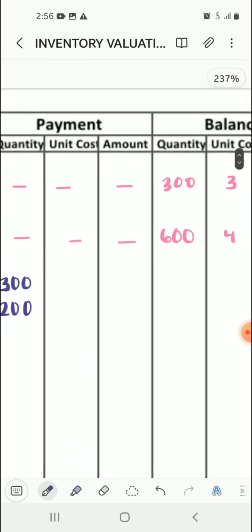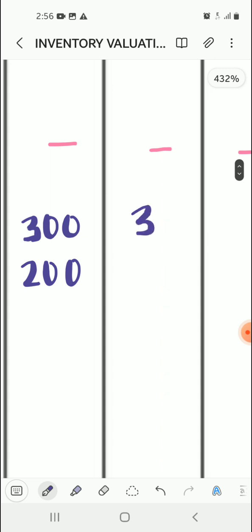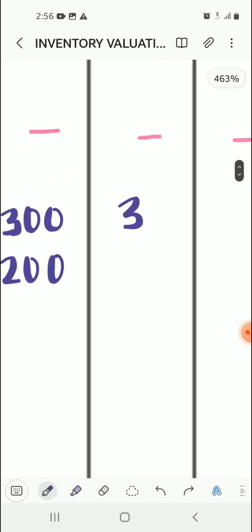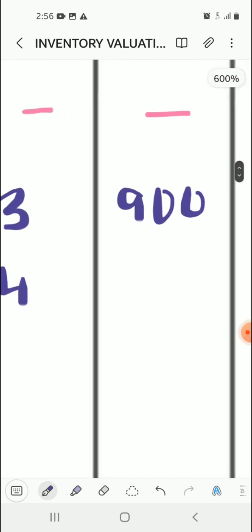So the first lot was of 3 rupees unit cost, so write 3, and the next lot was of 4 rupees unit cost, so this will be 4. Simply multiply 300 into 3, that will be 900. Similarly, 200 into 4 will be 800.